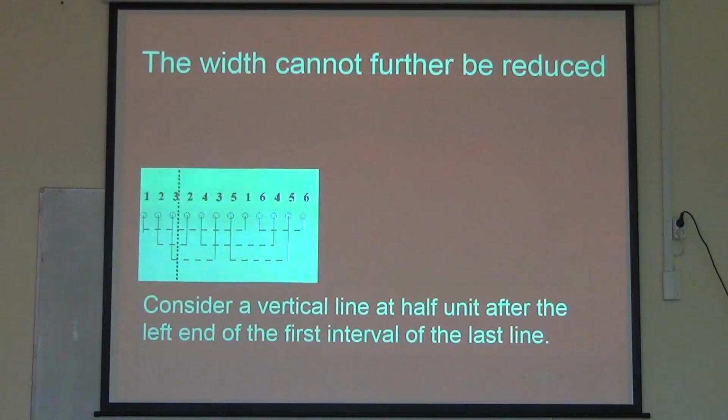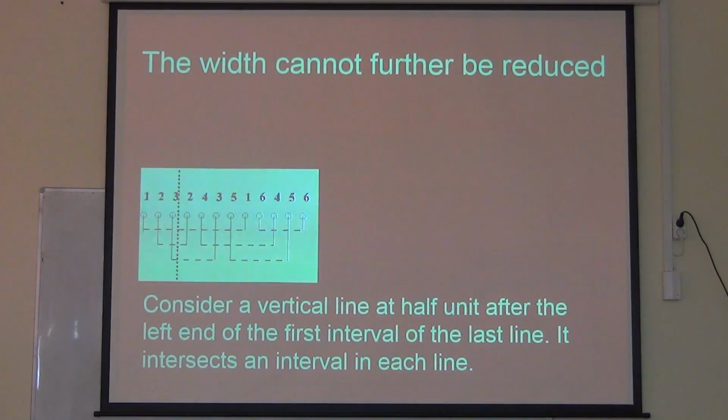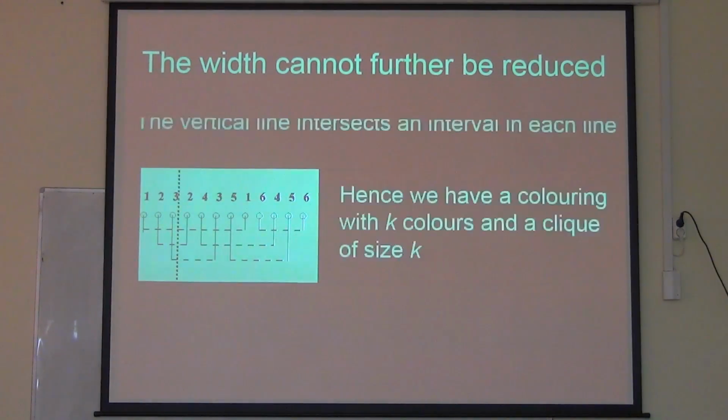And in this way, you finish the algorithm and the placement of the intervals. How can you prove that this is the best possible? Once you are done with packing all the intervals, concentrate on the last line, on the first interval of the last line, and take a half unit step after the beginning of this interval, and take that vertical line. Obviously, this vertical line must intersect the interval in every previous line due to the greedy rule. And in this way, we have a coloring with k colors and a clique of size k, which proves the theorem.